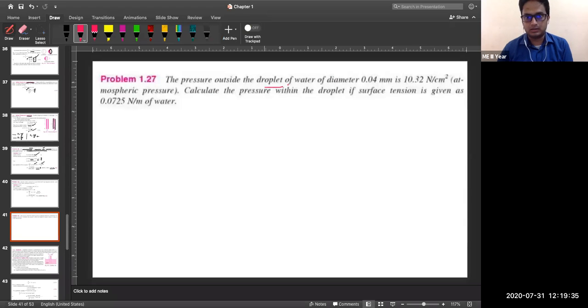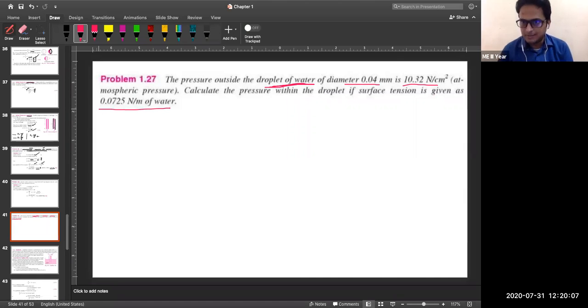droplet of water, okay, means you have to use that formula, P equals 4 sigma upon D. The diameter is given, it is in mm, diameter is 0.04 mm, so you have to convert it into meters. Pressure is given as 10.32 Newton per centimeter square outside the droplet. Now calculate the pressure within the droplet if the surface tension is given as 0.0725 Newton per meter of the water.